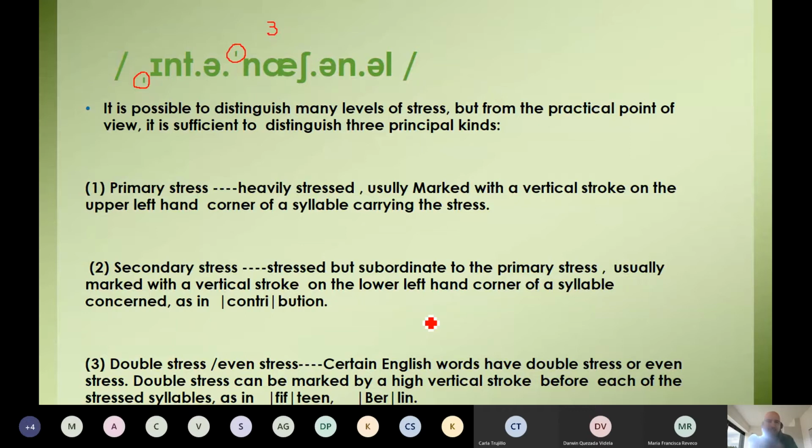We're not stressing either of the two syllables. 15, Berlin. Okay, but in general, primary stress and secondary stress, that's something I would like you to consider as important. Some authors even talk about a tertiary stress. We're not going to go that much deeper.